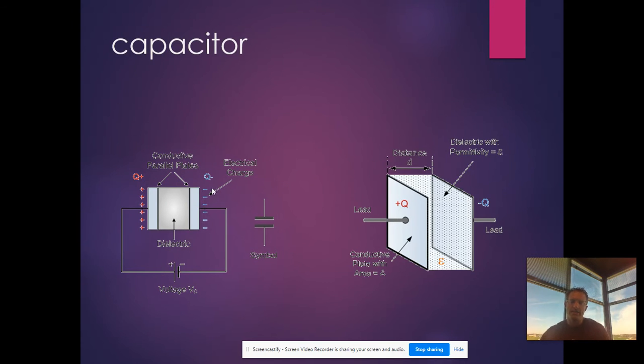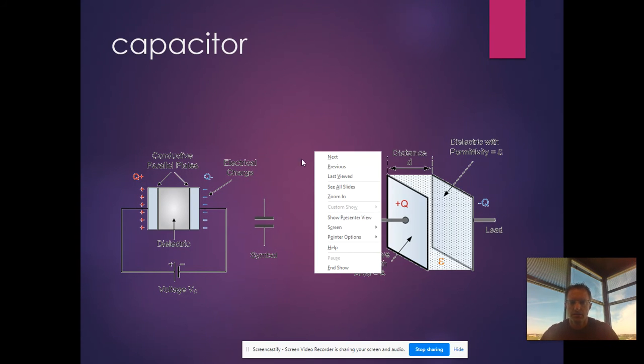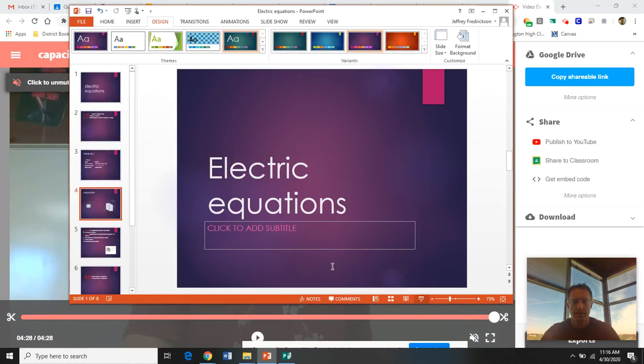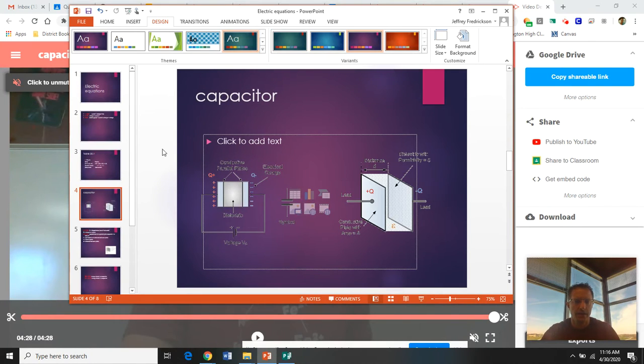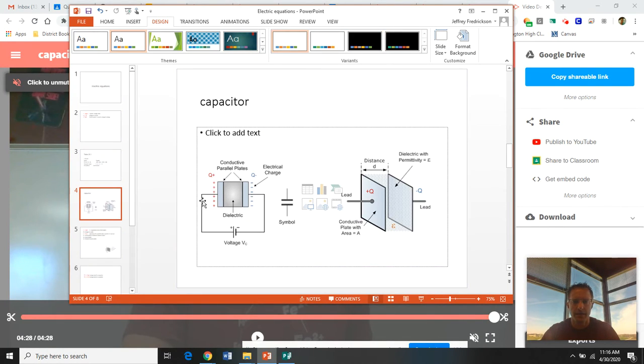So for a capacitor, right, this is kind of how they draw those capacitors. And that is not easy to see. Let's change that background. I grabbed a new background color. Let's just go to a really light background. There, that's easier to read.